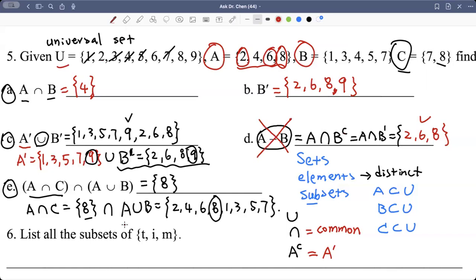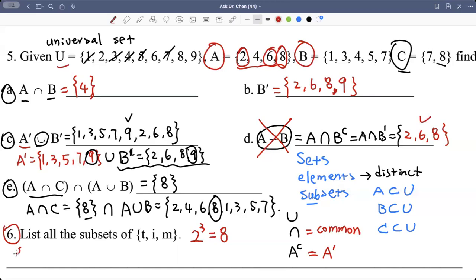Now let's see 6, actually. 6, list all the subsets of TIM. Remember, the cardinality of a set is how many elements are in the set. So the cardinality is 3 for this set. And that means it has 2 raised to 3 subsets. 2 raised to 3 is 2 times 2 times 2, which is 8.